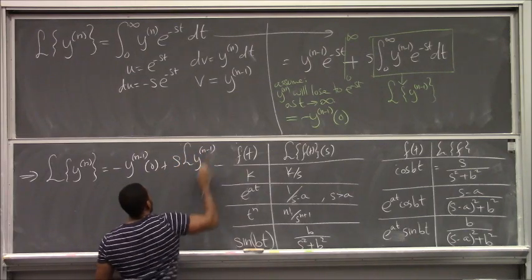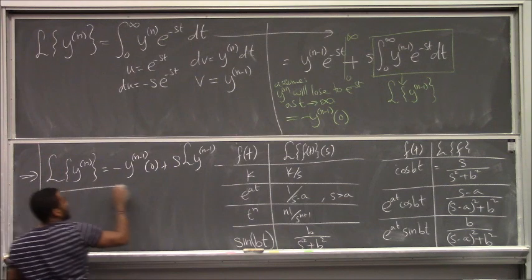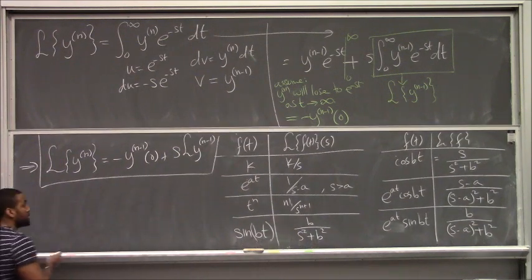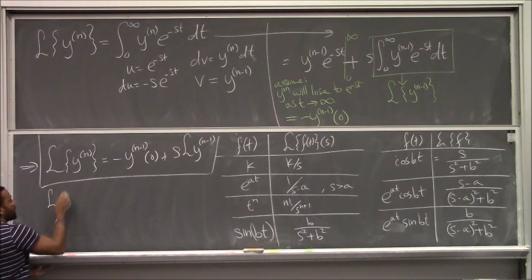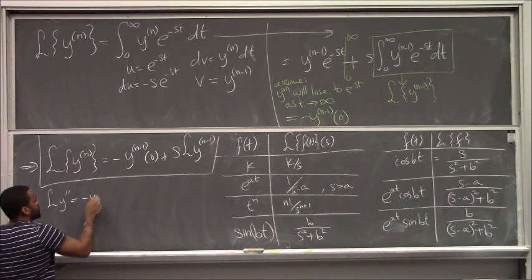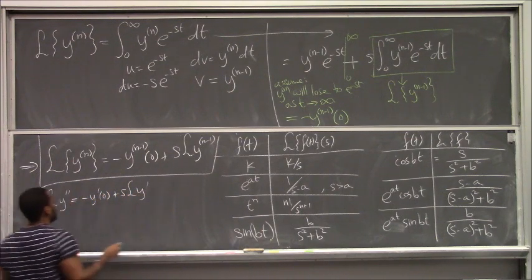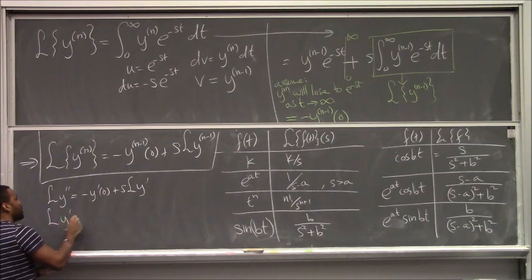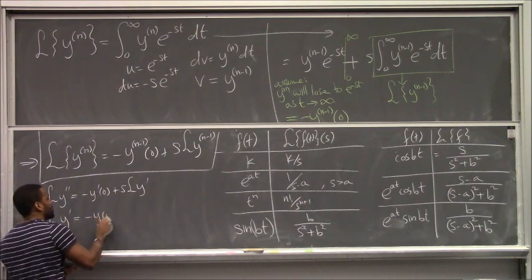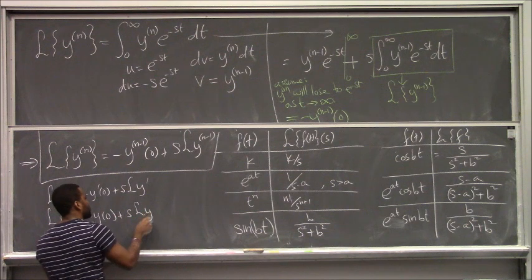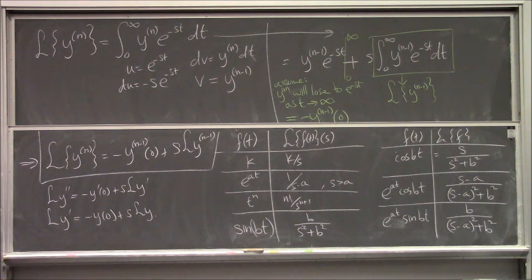of one lower. This is a very nice thing to know. In other words, if I take the Laplace transform of, say, y double prime, I would get minus y prime of 0 plus s times the Laplace transform of y prime. If I took the Laplace transform of y prime, I would get minus y of 0 plus s times the Laplace transform of y, and so on and so forth. Y triple prime, the Laplace transform of that is minus y double prime of 0 plus s times the Laplace transform of y double prime.